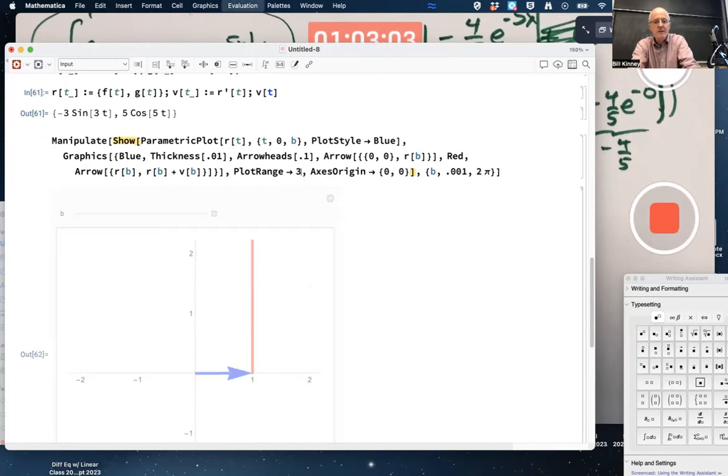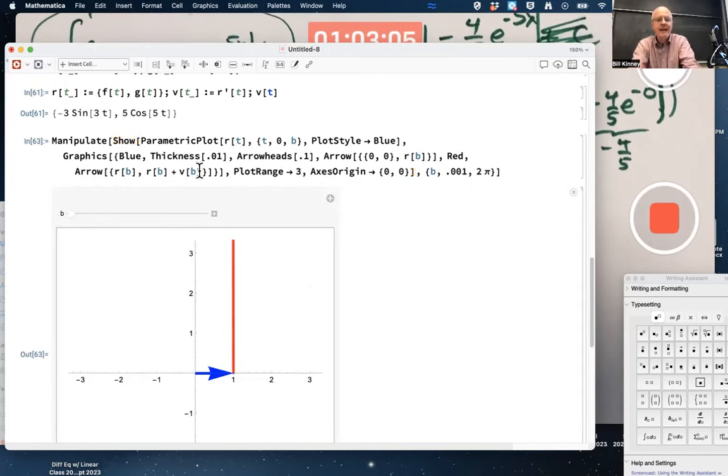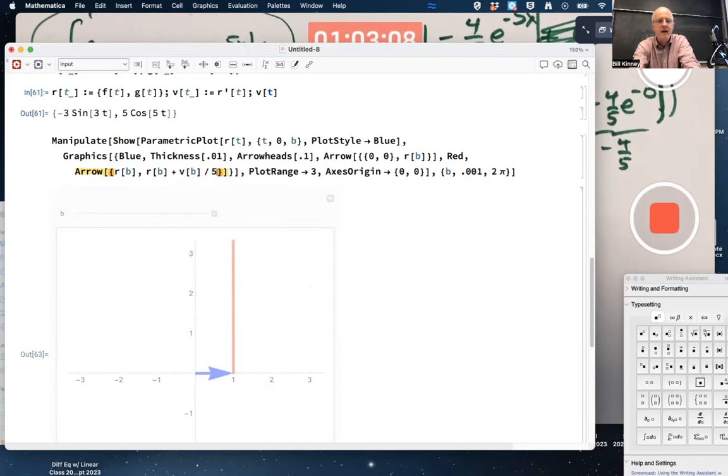Make the plot range a bit bigger. Actually, maybe I'm going to need to scale down the velocity vector. I'm going to divide it by 5 to make it smaller. How about 3?